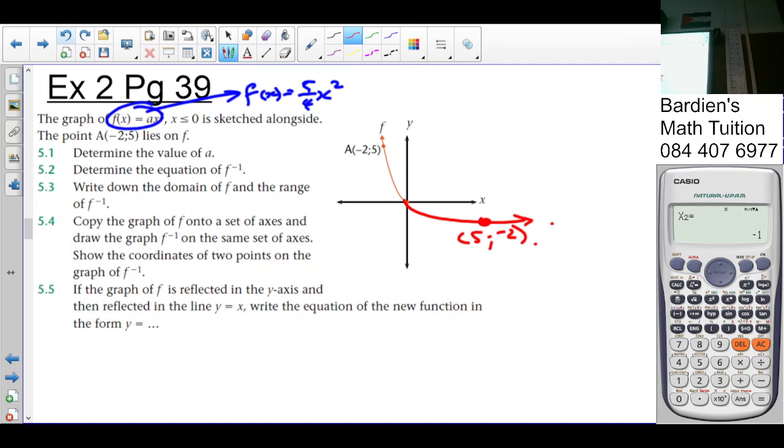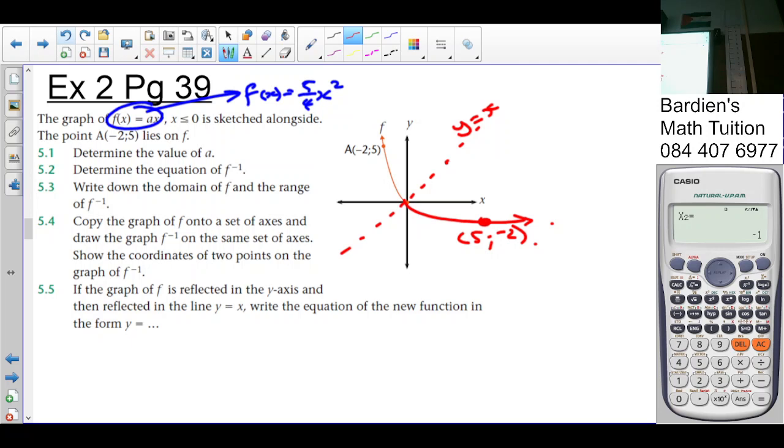Then 5.5. Firstly, when we draw the inverse function, you must also draw in the line y is equal to x. We are told the graph of f is reflected about the y-axis and then reflected in the line y equals x. Write the equation of the new function in the form.